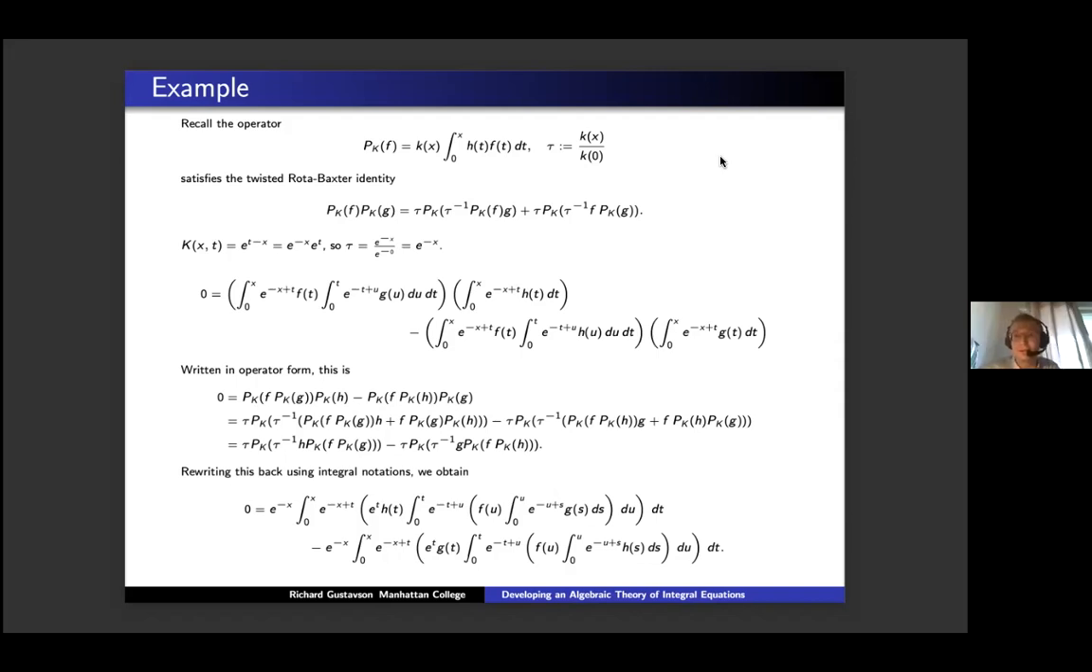Okay, yeah, thanks for clarifying. Now I understand the difference. Yeah, thank you.